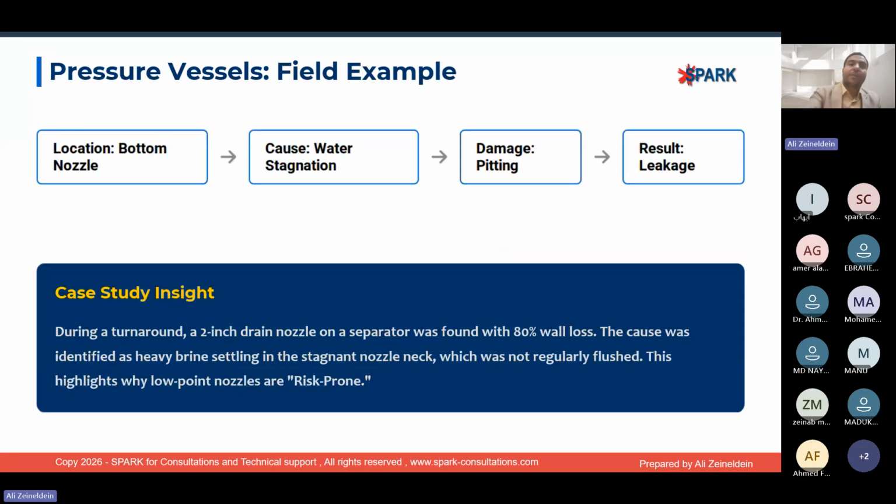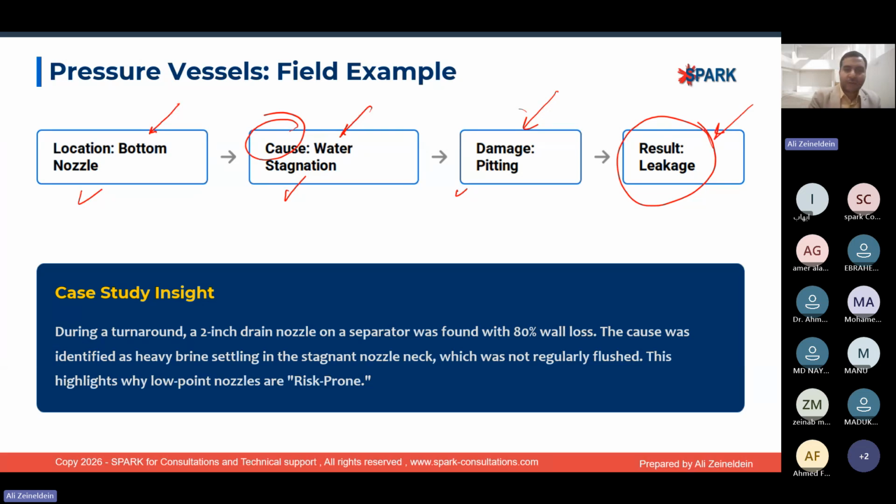For the pressure vessel, location: bottom nozzles. The reason is water stagnation, then the form of damage will be pitting, and then finally it results in leakage. This is the sequence in the pressure vessel, especially in the bottom nozzle. Water stagnation may be in place, then the damage will be in pitting mode, and then finally result in leakage.